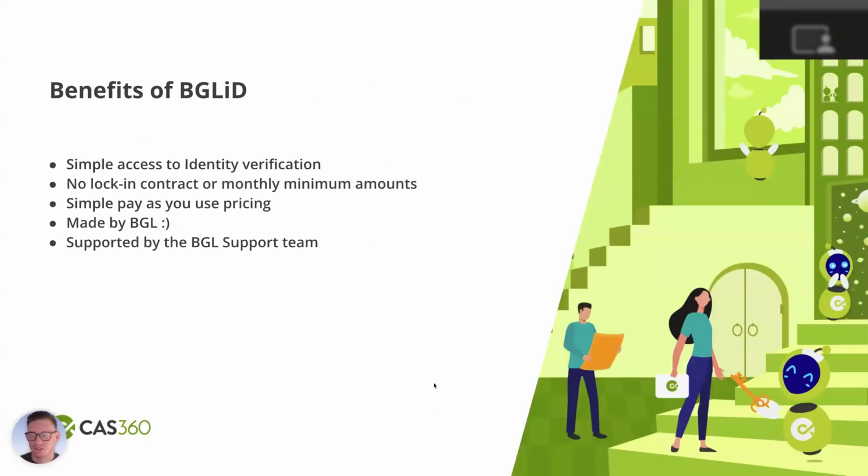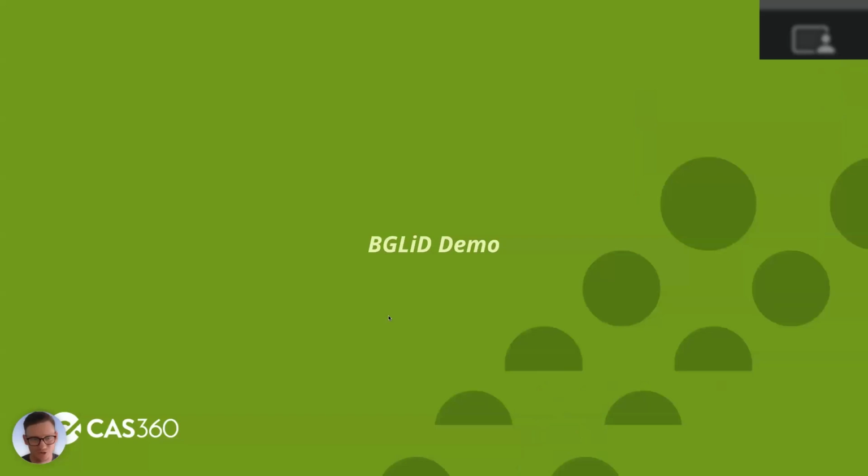All right. So with BGLiD, there are obviously some really important benefits. There's simple access and no lock-in contracts. You pay as you go. You don't have to commit to a minimum. It's obviously made by us, BGL, and it's supported by the BGL support team. So who wants to have a bit of a look?